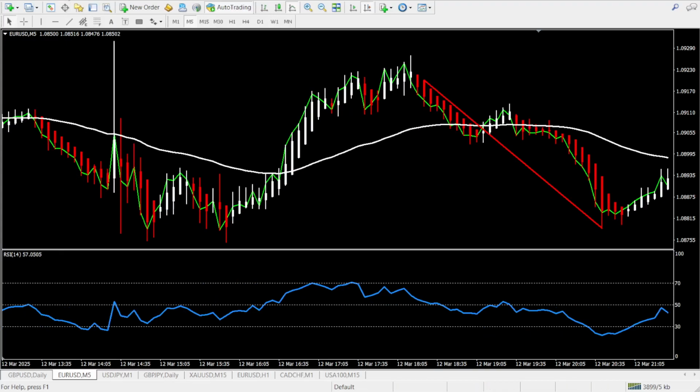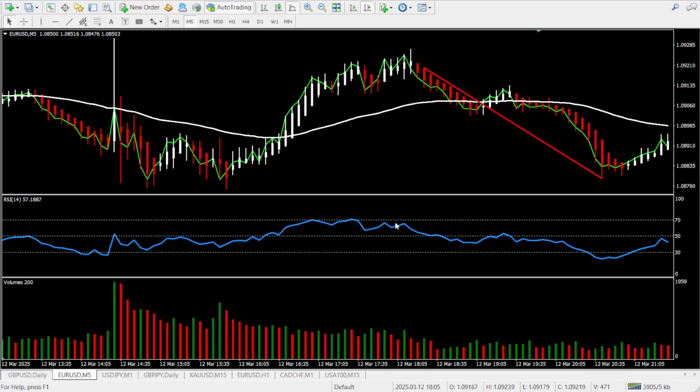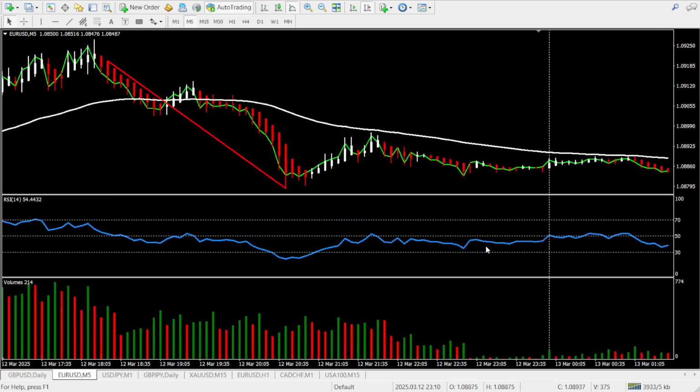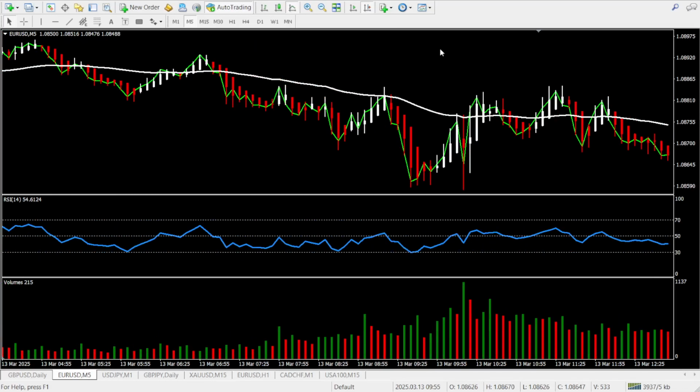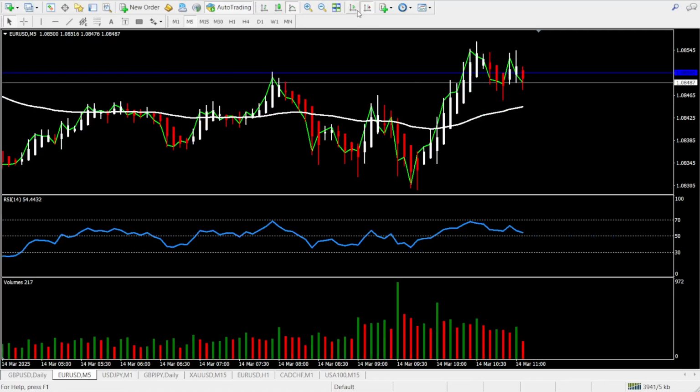Then now the volume indicator is also an important indicator. Increased volume during Heikin Ashi color changes signals a strong trend shift. All right. So using these indicators with Heikin Ashi enhances accuracy and reduces false signals. Now let us get into the best Heikin Ashi day trading strategies.